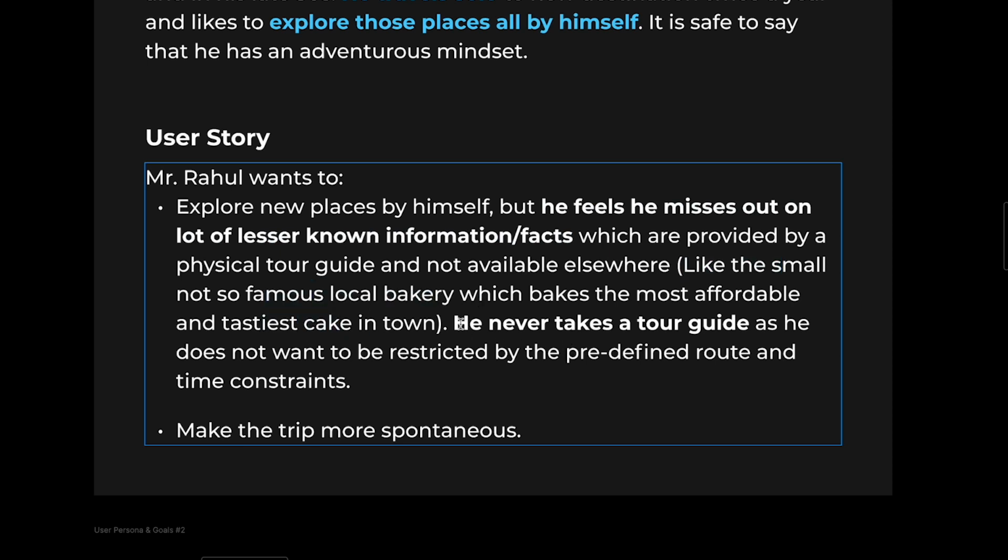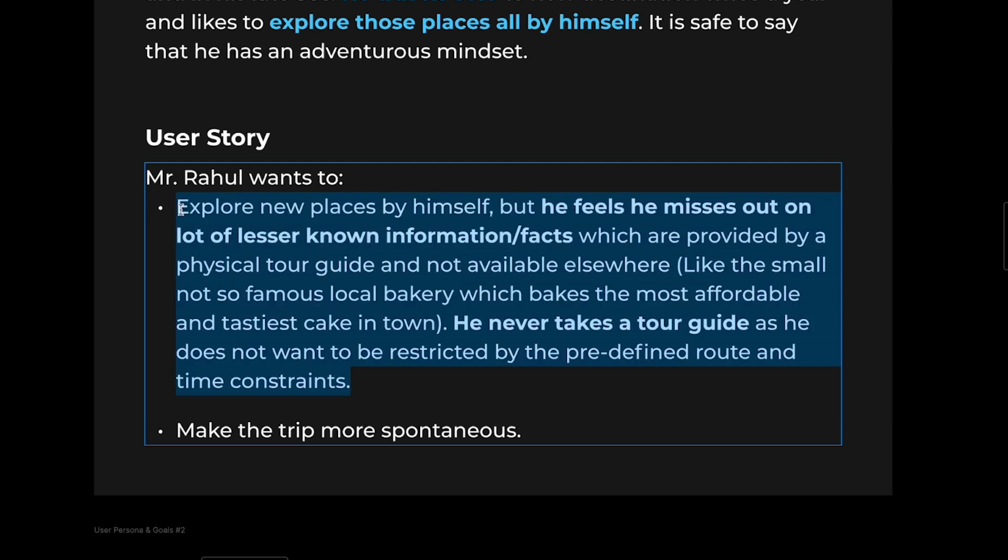Now the obvious argument that I would give is, if he feels he is missing out, why doesn't he just take a physical tour guide, right? If he feels he's missing out, why doesn't he just take one, right? Who can help him, right? But he also mentions that he never takes a tour guide as he does not want to be restricted by the predefined route and time constraints.